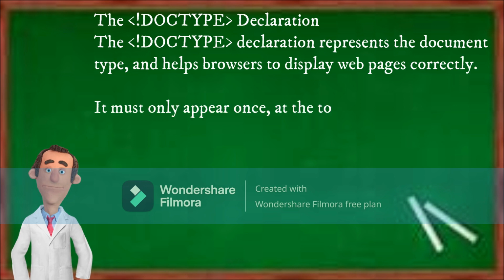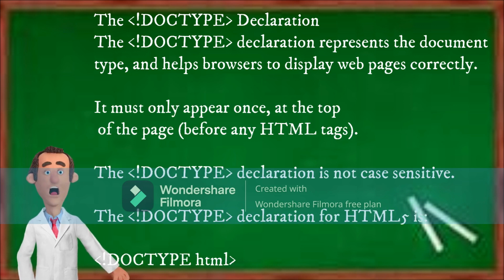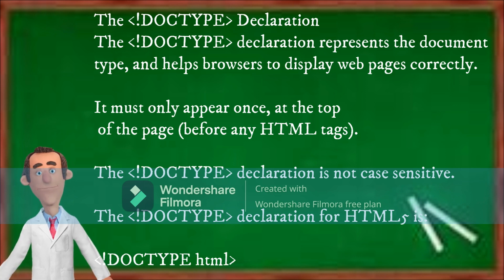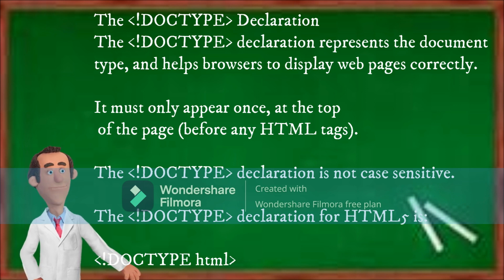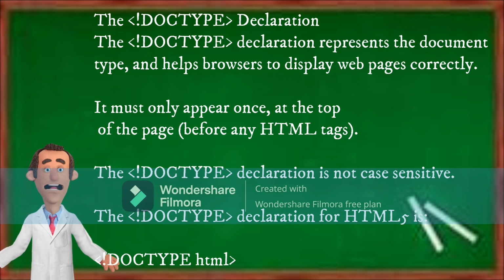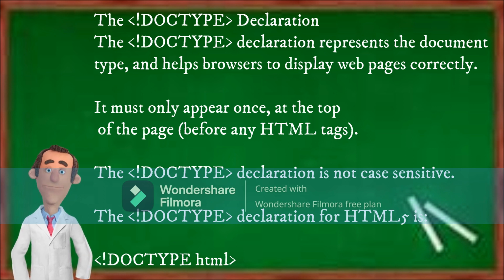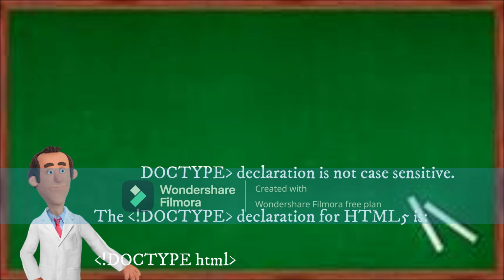Okay, now we will move on to our next topic, which is the doctype declaration. The doctype declaration represents the document type and helps browsers to display web pages correctly. It must only appear once, at the top of the page, before any HTML tags. The doctype declaration is not case sensitive.